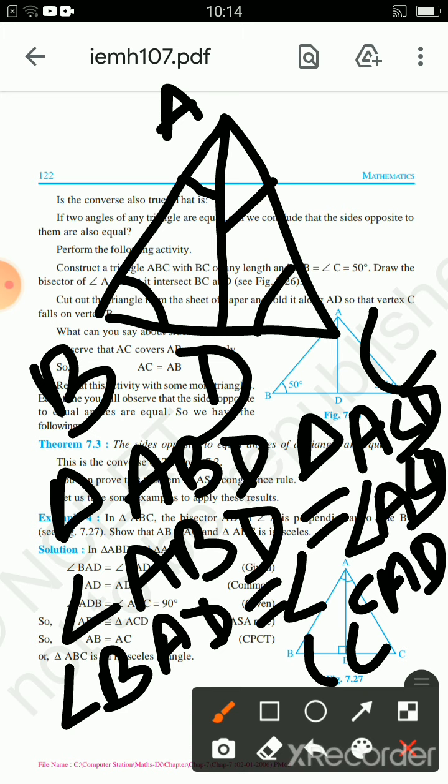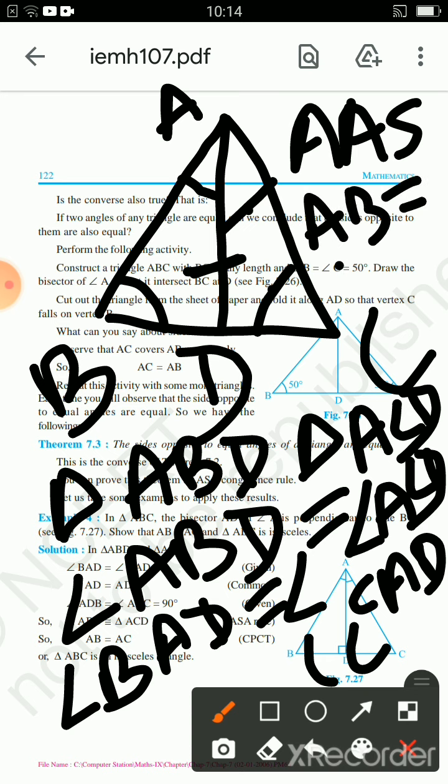Now what you see is that the two angles and the side are equal. So it will be congruent by angle angle side, because now the side is not enclosed between the angles. Instead there are two angles and the side adjacent to them which are equal. So now the triangles are congruent by angle angle side, and thus side AB will be equal to side AC by CPCT.